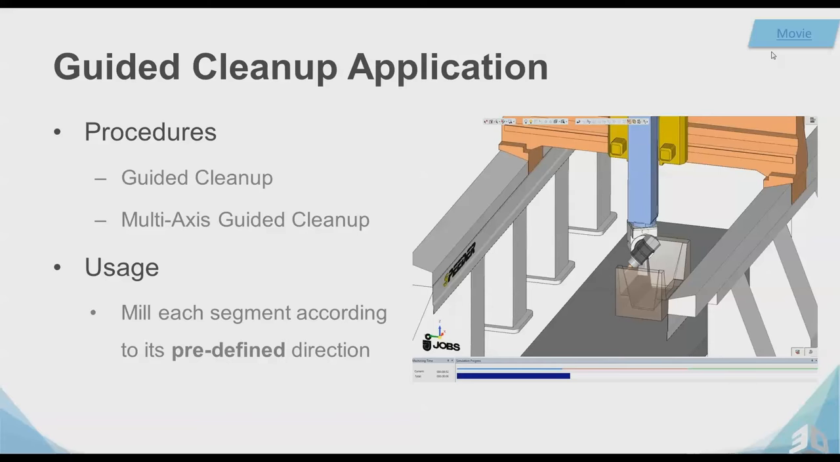Focusing on the multi-axis guided cleanup, this is 3 plus 2, and this means once all the directions have been defined, this procedure, it's a one click, it will calculate everything, and hopefully, because we have already found all the directions in the segment manager, now the result will be gouge-free and collision-free and ready to mill. So the usage will be milling each segment accordingly, according to its predefined directions. Let us see the movie.